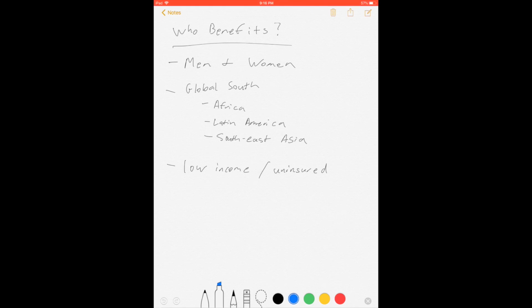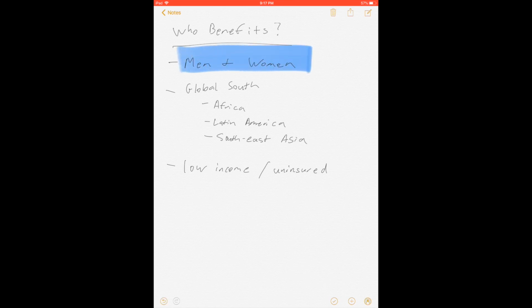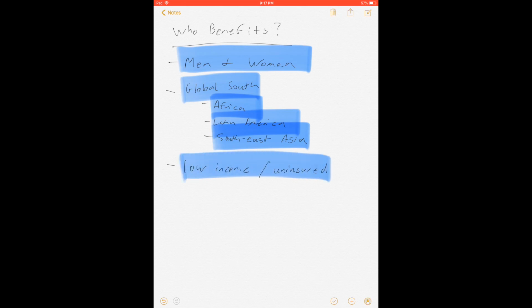The people that benefit from more knowledge about cervical cancer are actually both men and women, as it can affect the livelihood of both genders. If we're talking about this in a global sense, then the South, such as Africa, Latin America, and Southeast Asia, are more likely to benefit, as they are countries that lack resources for their people to get regular screenings. Over here at home, women in low-income and uninsured communities are more likely at risk due to the same issues regarding poverty.